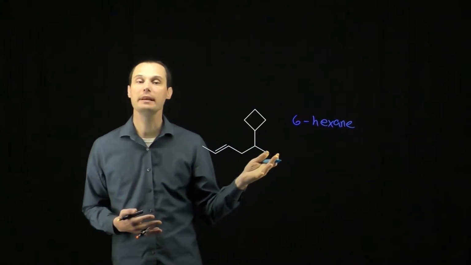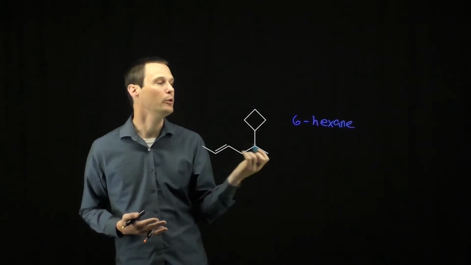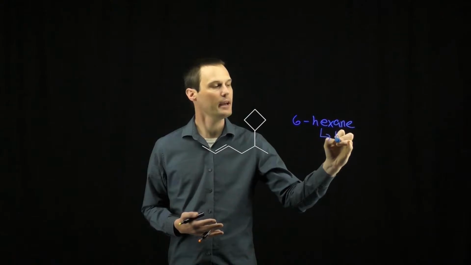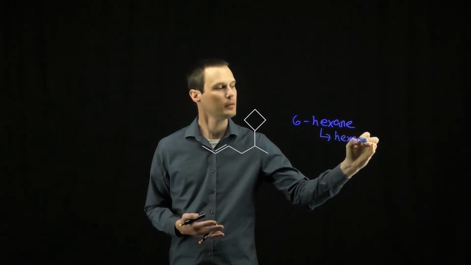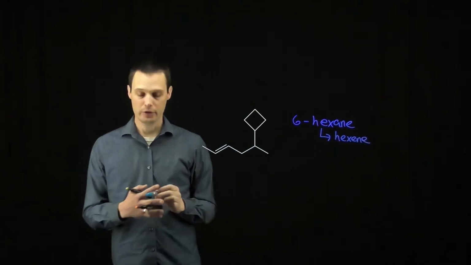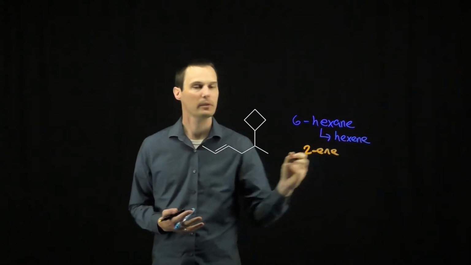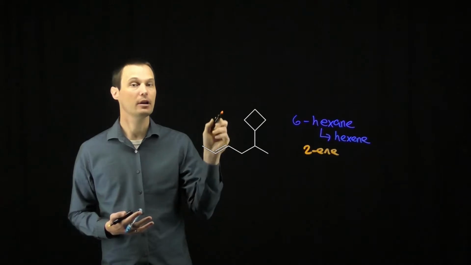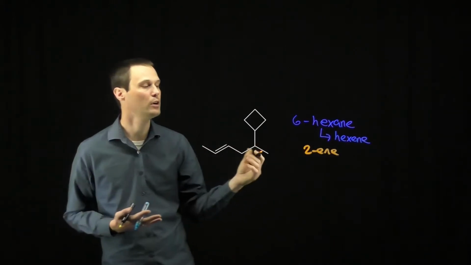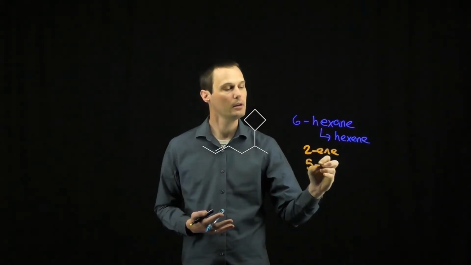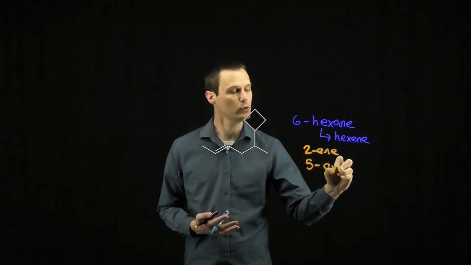But I know this is not going to be a hexane because I have a double bond in the molecule. So it's not going to be a hexane, it's going to be a hexene. Looking at the substituents in this molecule, on carbon number 2, I have the alkene. And on carbon 2, 3, 4, 5, on carbon number 5, I have this 4-carbon ring. A 4-carbon ring is a cyclobutane ring. So on carbon 5, I have a cyclobutyl group.